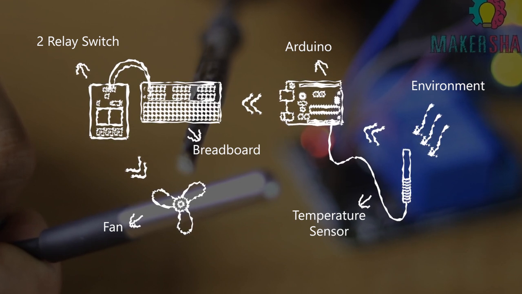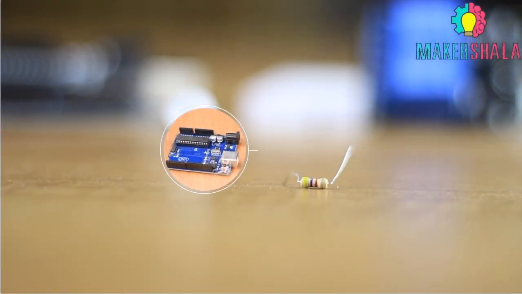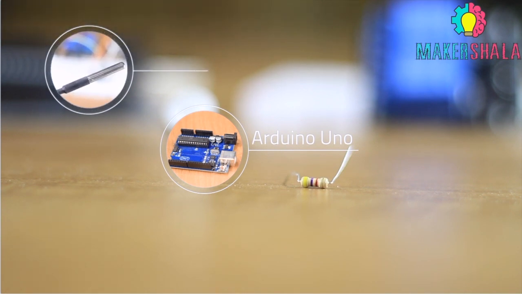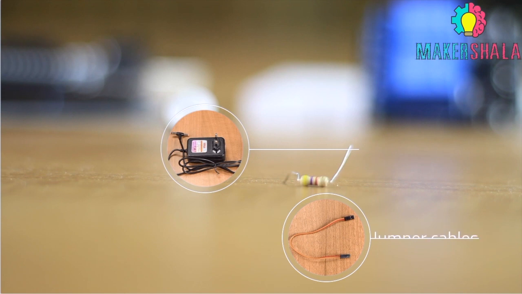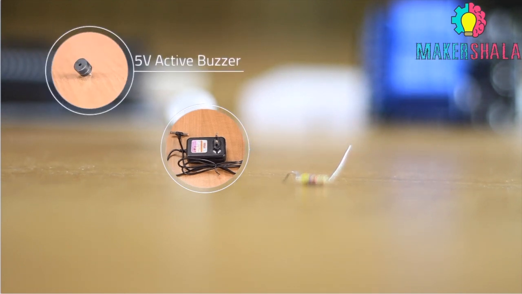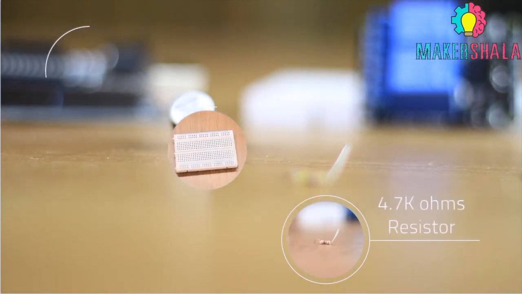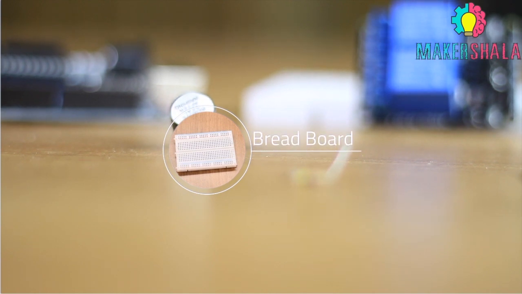To perform this experiment, we will require Arduino UNO, weatherproof temperature sensor, some jumper cables, power adapter, 5 volt active buzzer, 4.7 kilo ohm resistor, breadboard.